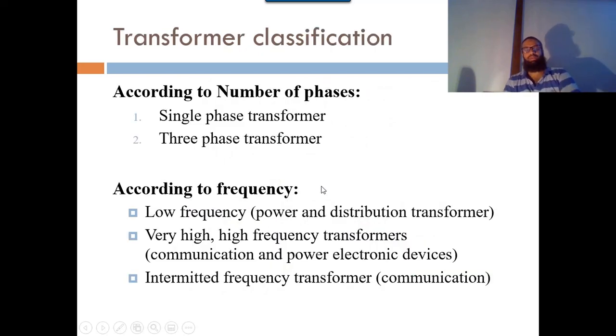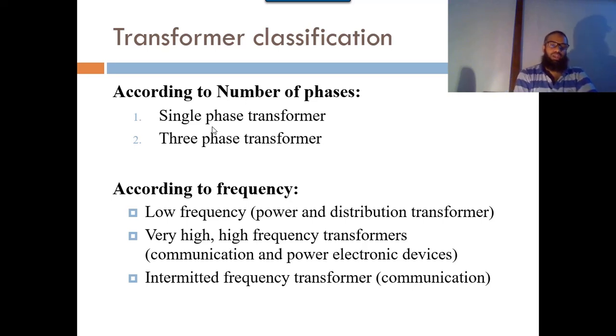So normally in the power system we use two types of transformer based on the phase. One is a single phase transformer where we have just one primary and one secondary, and we can have a three-phase transformer where we have three primaries for the three phases, and then we have three secondaries for the three phases.